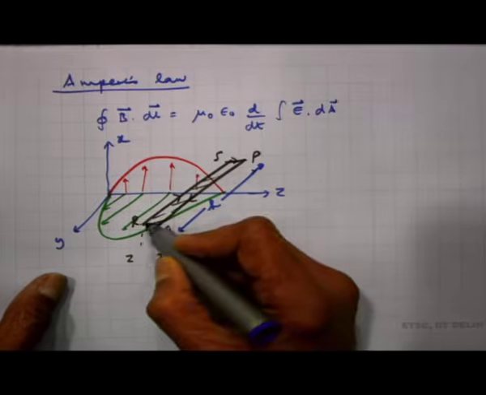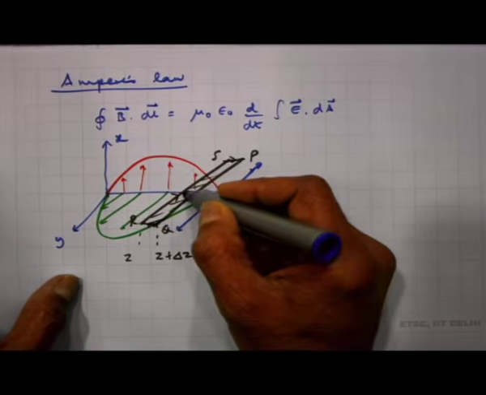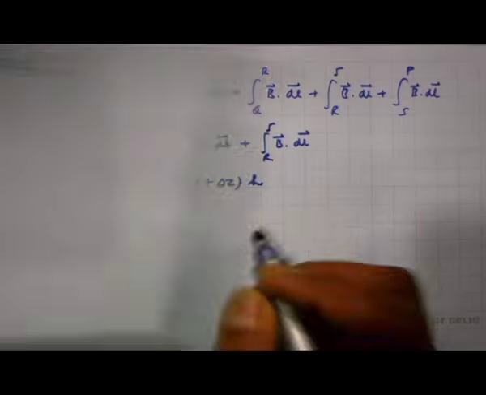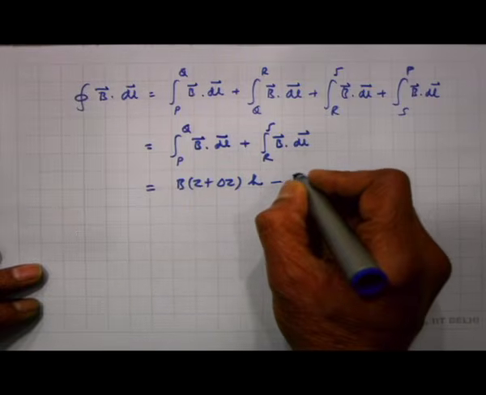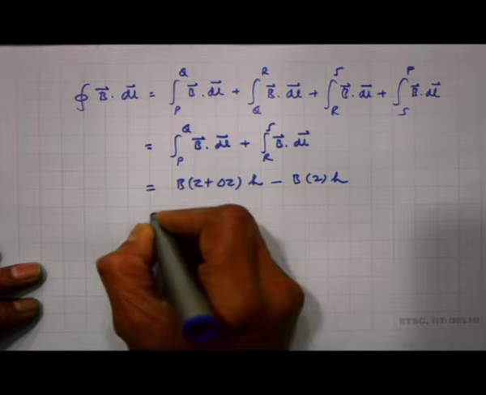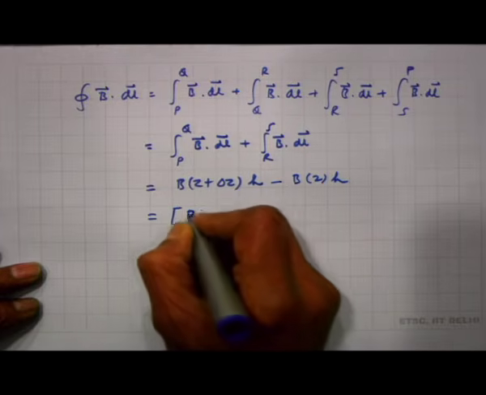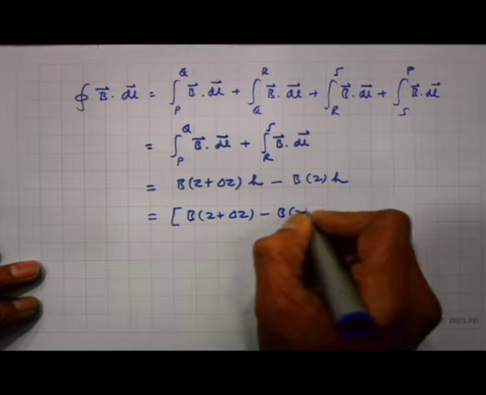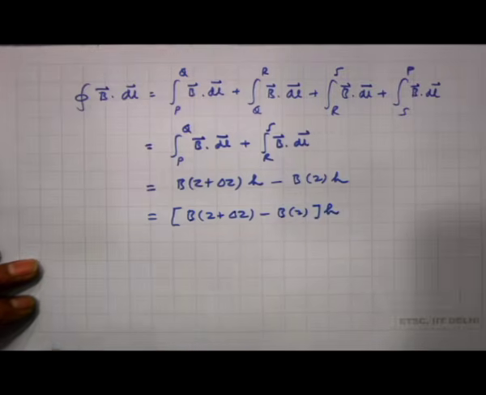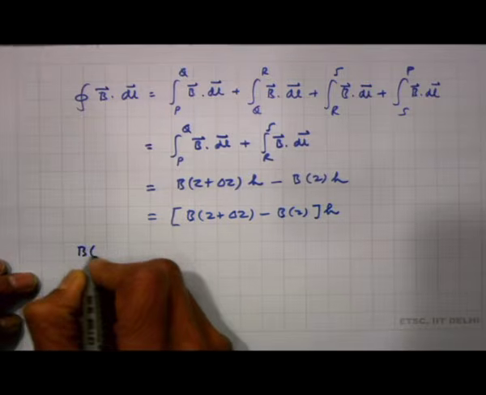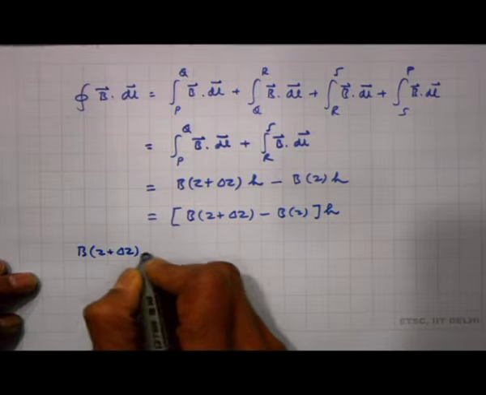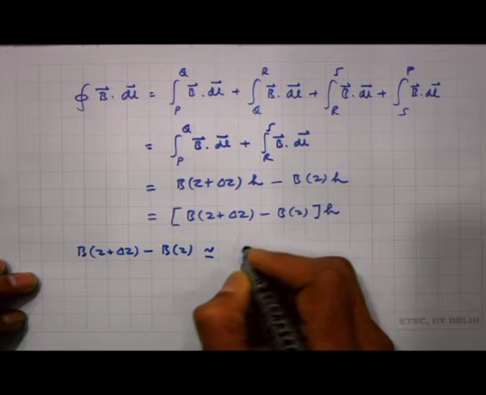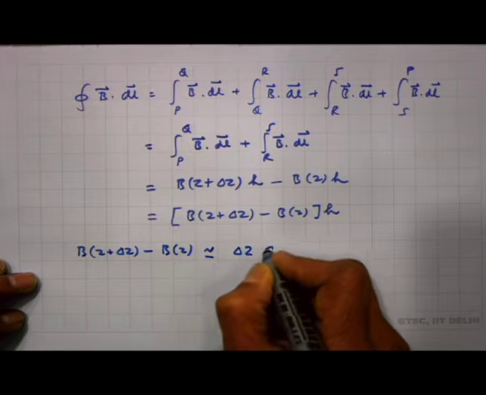Now, in the R to S integral, the magnetic field is pointing along the y direction and my integration is along the minus y direction. So, I will get a minus sign. So, I will get minus B of z into h, which is nothing but B of z plus delta z minus B of z, into h. Now, as before, B of z plus delta z minus B of z is approximately equal to delta z into ∂B/∂z.